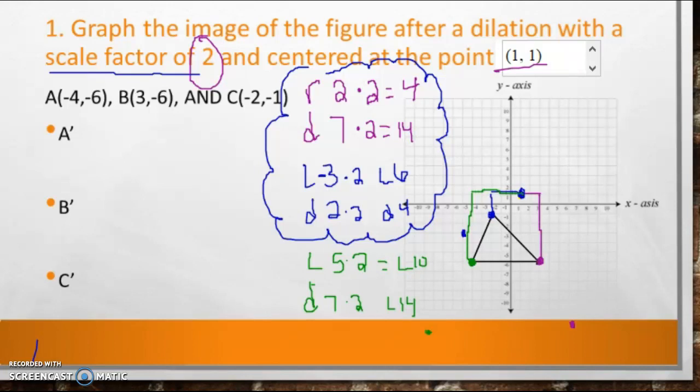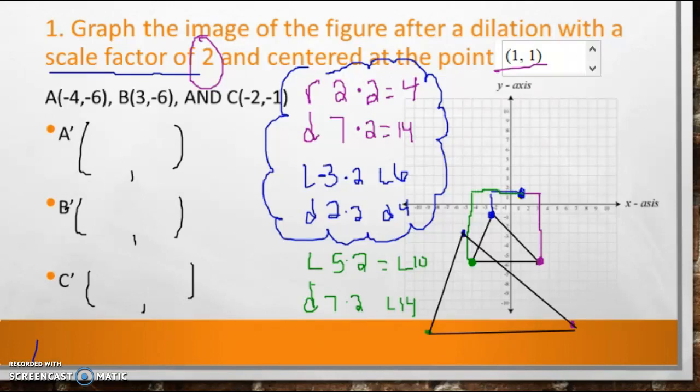Okay, so this is going to be my new triangle. That's twice as big with that center of dilation. But the actual answer, on some of the test questions you'll have to graph it, on some of them you'll just have to give the ordered pairs. So now you've seen both. You've seen how to graph it, and now we need to go back and also give those ordered pairs.